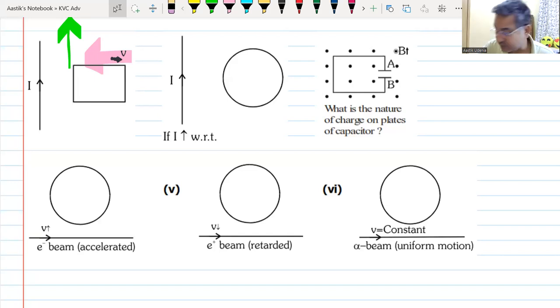So what will the direction of induced current in this case? Case number 2. Sir, it is anticlockwise direction. The current is increasing, so the flux is increasing. We have to decrease the flux. So it has to be in the anticlockwise direction. Do we understand this? Yes, sir. Next case.